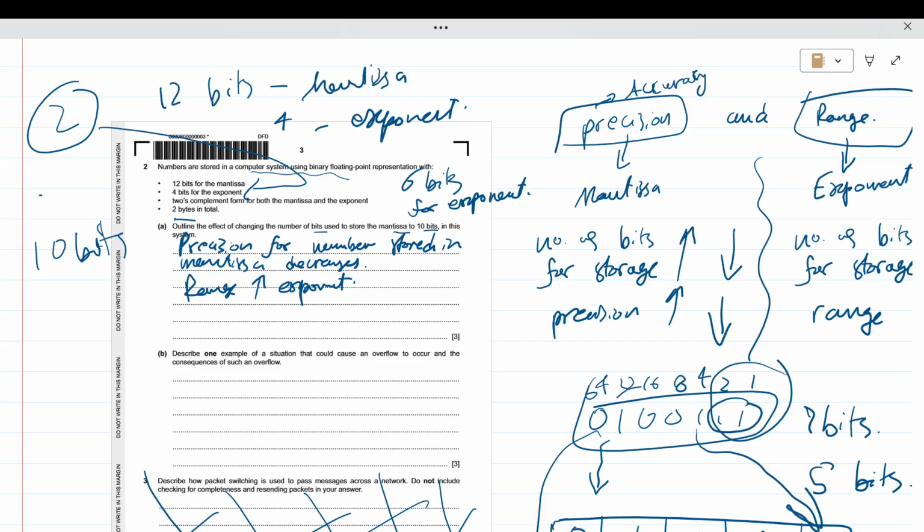So the range increases. You get 1 mark for talking about the precision. You get 1 mark for saying that the remaining 2 bits go for the exponent. So now the exponent has got 6 bits, a mark for this, and a mark for talking about the increasing range of the exponent. You've got 3 marks. Done.